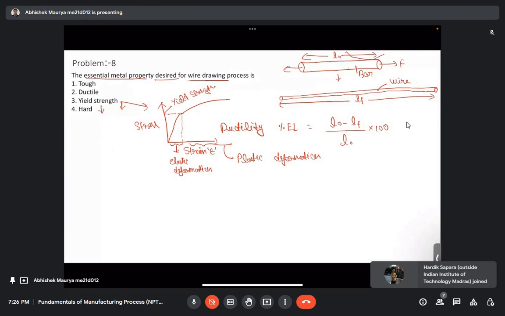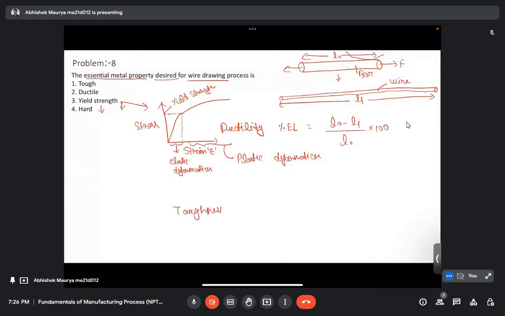So what is toughness? Toughness is the total energy absorbed during plastic deformation before fracture. Here it should be total.